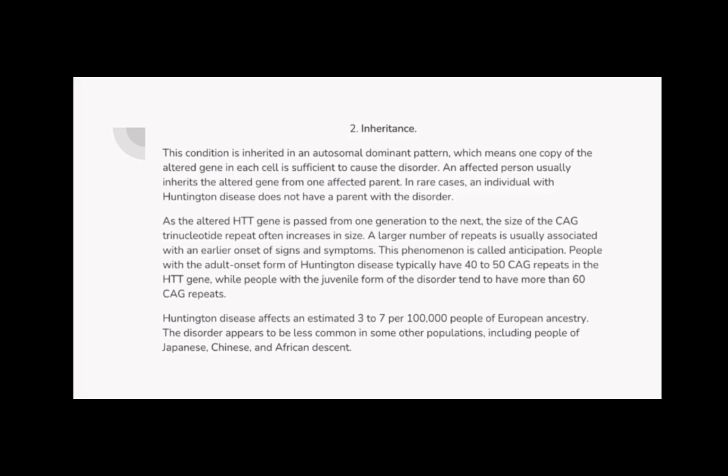As the altered HTT gene is passed from one generation to the next, the size of the CAG 3-nucleotide repeat often increases in size. A larger number of repeats is usually associated with an earlier onset of signs and symptoms. This phenomenon is called anticipation. People with the adult onset form of Huntington disease typically have 40 to 50 CAG repeats in the HTT gene, while people with the juvenile form of this disorder tend to have more than 60 CAG repeats.